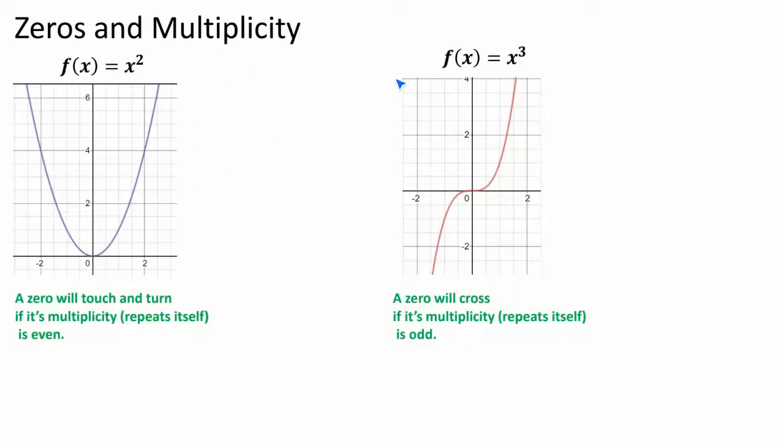For multiplicity, we did an example. Again, with these two graphs, you can easily remember what the multiplicity will be. For x squared, the zero is at x equals 0, but it appears twice, so it touches and turns. For x cubed, the zero is 0, but it appears 3 times. Since 3 is odd, the graph is going to cross, and then it's going to keep going. Okay, so the graph crosses.